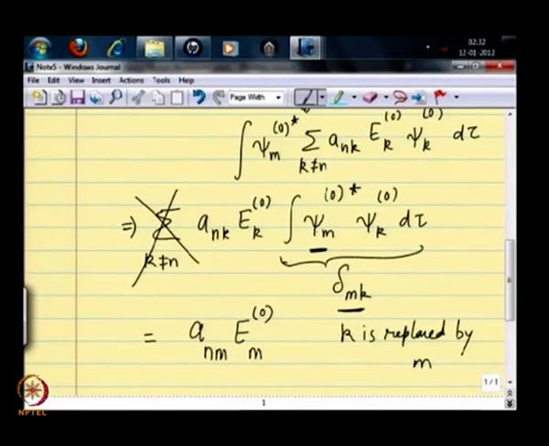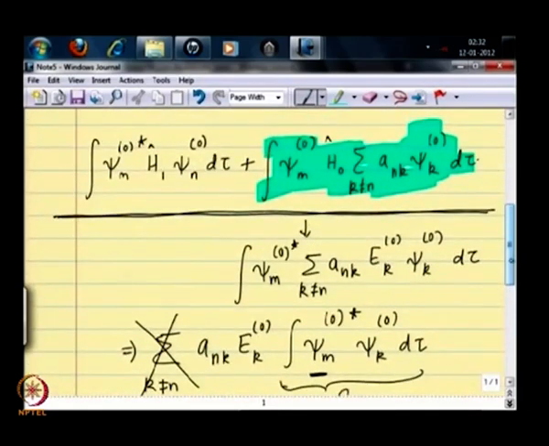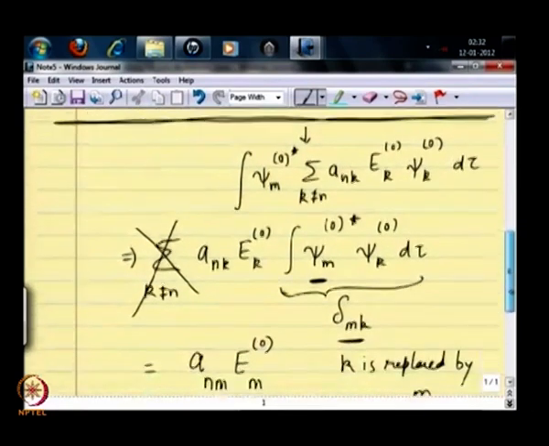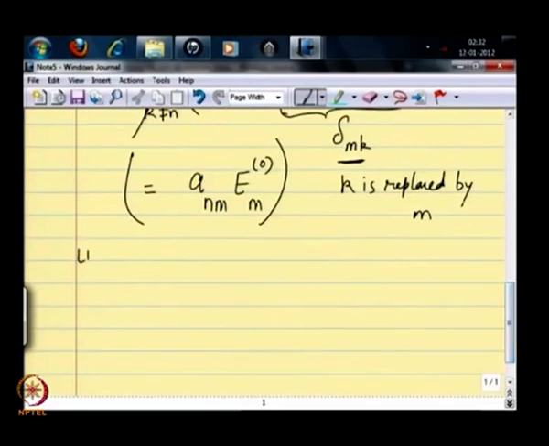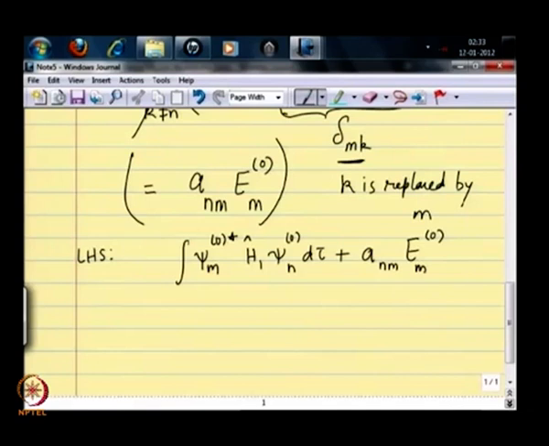Okay. So, the left hand side is simplified to now two terms, namely psi m0 star h1 psi m0 and an energy contribution a m, this particular term alone. So, the left hand side therefore becomes the following: integral psi m 0 star h1 psi n 0 d tau plus a n m e 0 m. What about the right hand side?